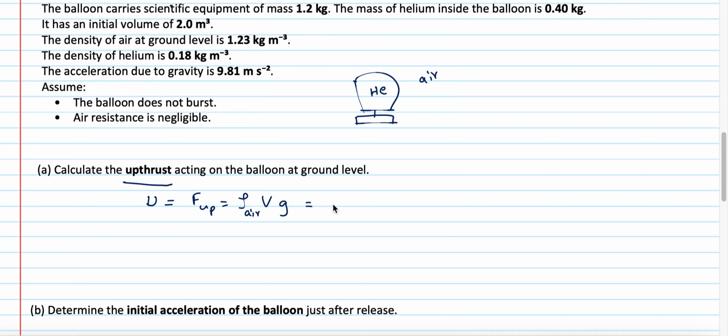Okay, so we can just plug in the values. Density of air is 1.23 kilogram per meter cubed, and the volume is 2 meter cubed, and g is 9.81. And if we plug in the numbers, we'll get 24.1 Newton. Okay, we're done with the first one. Let's go to the next one.